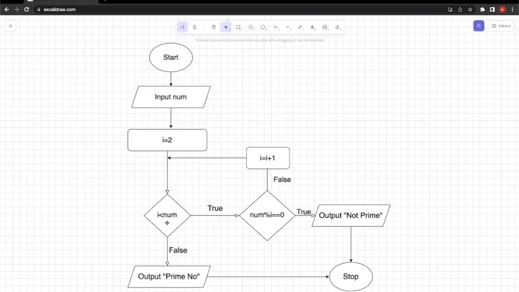number. If the given counter is greater than or equal to the given input, then we print it is a prime number, because we didn't find any factor apart from 1 and itself for that given input. So we declare it as a prime number. So we output prime number and then we stop the program.